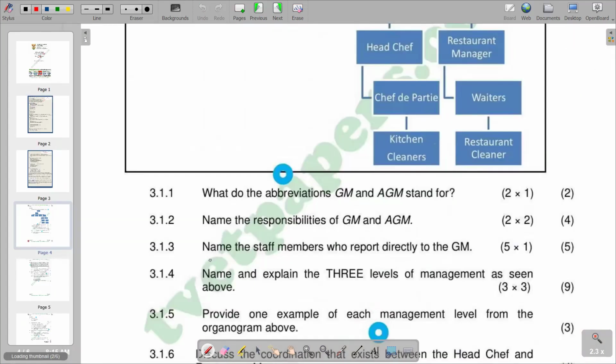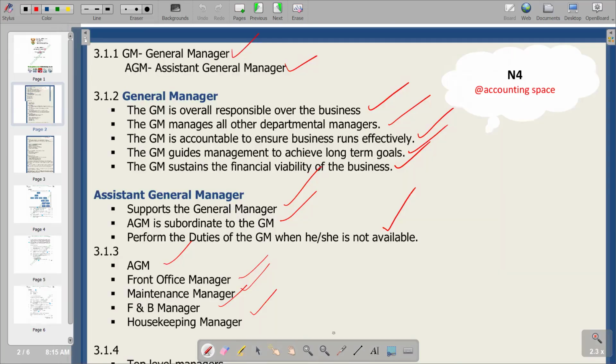The next question reads, name and explain the three levels of management as seen above. The three levels of management are the top level management, the mid level management, and then the low level management. There is also need for explanations of those levels of management, which we have on our answer section.